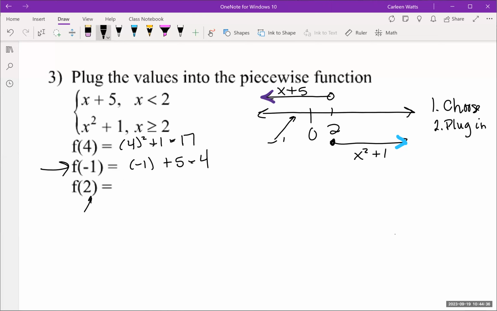Okay, how about 2? Uh-oh. I see a 2 on both of them. Now we have to decide which equation, top or bottom, x plus 5 or x squared plus 1.